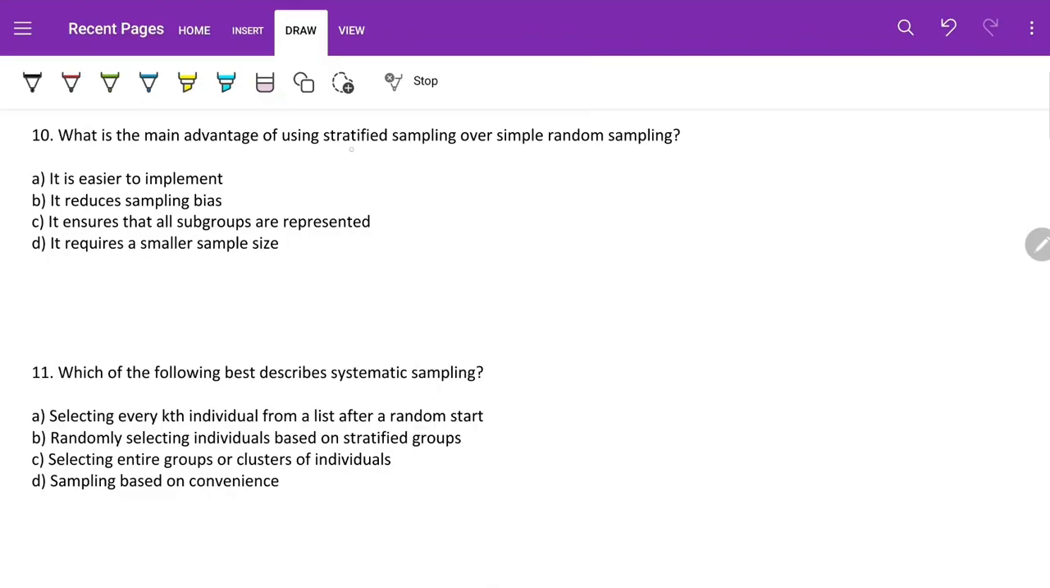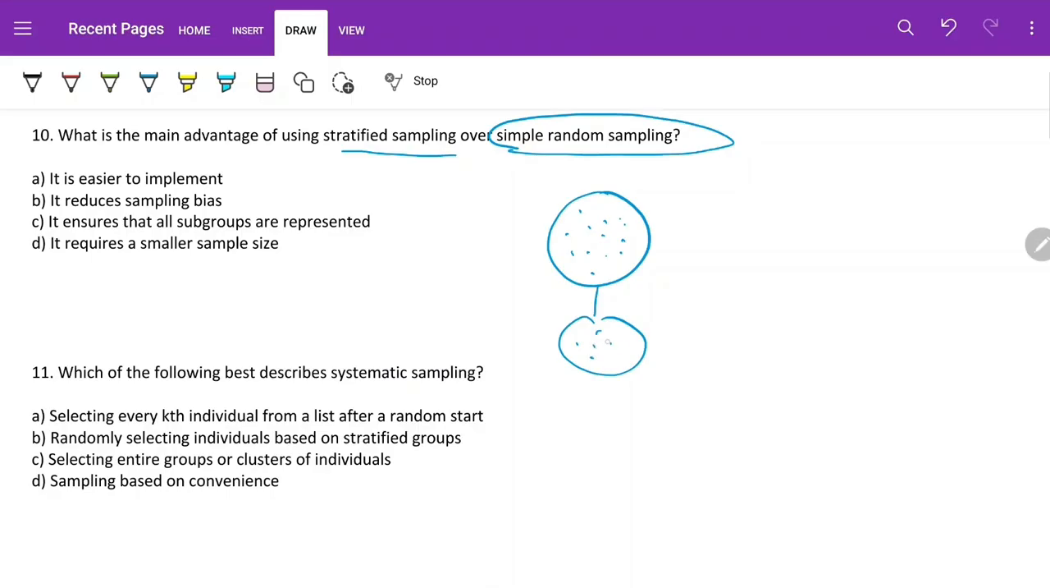Which is the main advantage of using stratified sampling over simple random sampling? Now, what is the use of stratified sampling over simple random sampling? We know that simple random sampling is random selection of a sample from the population. And what may happen in simple random sampling? There may be a chance that only one characteristic of the population is chosen as a sample.